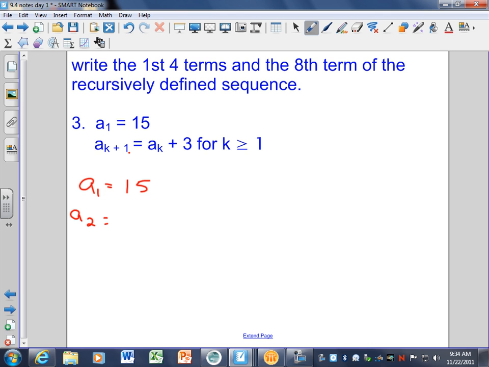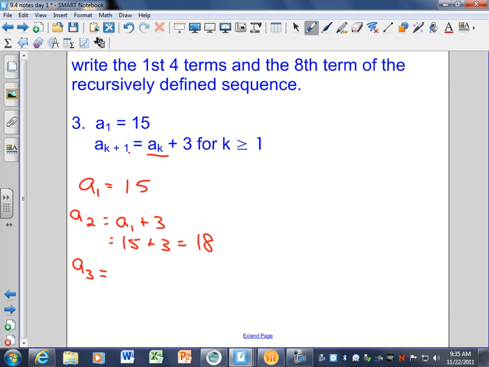And a sub 2 would be, k is 1, a sub 1 plus 3, or 15 plus 3, which would be 18. A recursive sequence just means you have to use the one before it in the problem. Once you do a few terms, you can just keep the pattern going. So for the next one, this is when k equals 1, because 1 plus 1 is 2. If I did k equals 2, 2 plus 1 would be a sub 3, or the third term, yes?